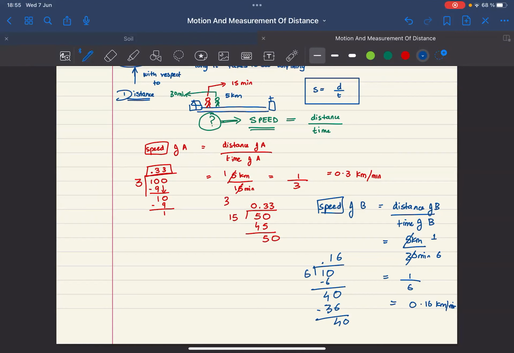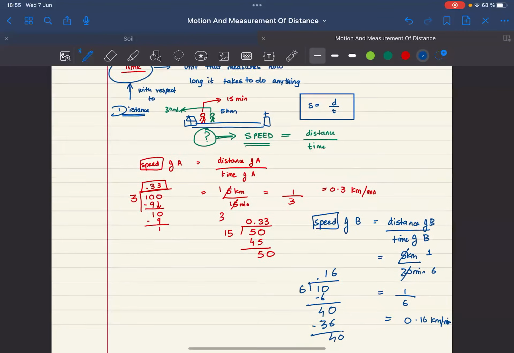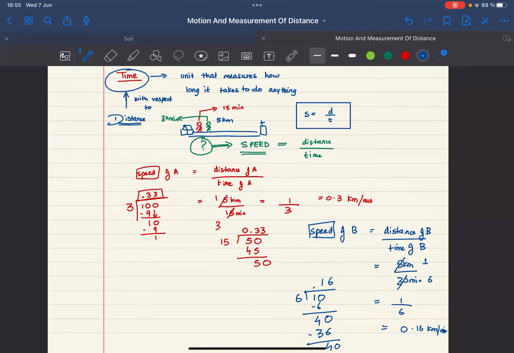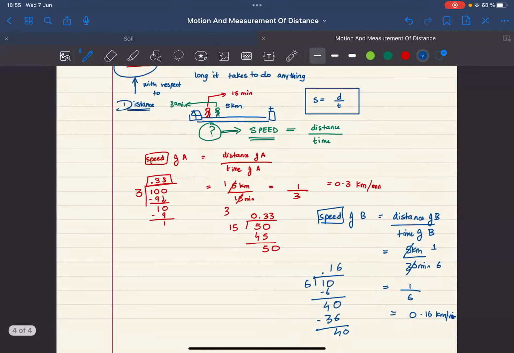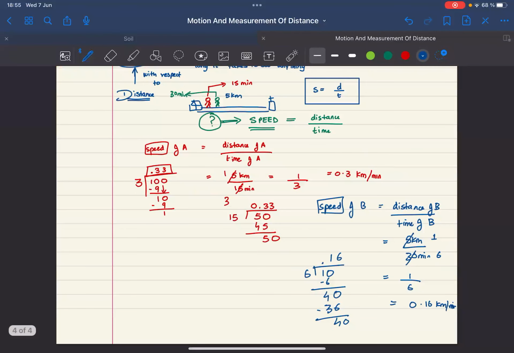Okay, ma'am. Yes, Advika. Ma'am, in fifth class we learned 0.16 kmph. We'll come to that.